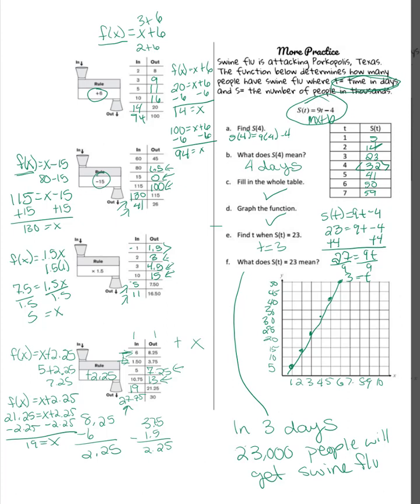When I found t, I substituted the 23 in for the s of t, and then did inverse operation to solve for that. It wanted to know the meaning of this, so this is the interpreting part of the standard. Well, if t is the days, and I got 3, that must mean in 3 days something happens. And if s is the number of people in thousands, then it means that in 3 days, 23,000 people will get swine flu.